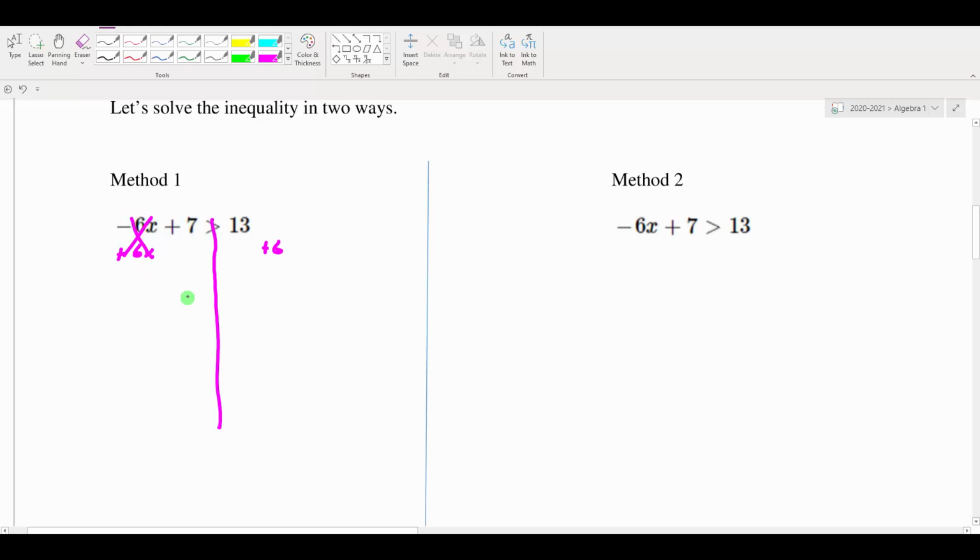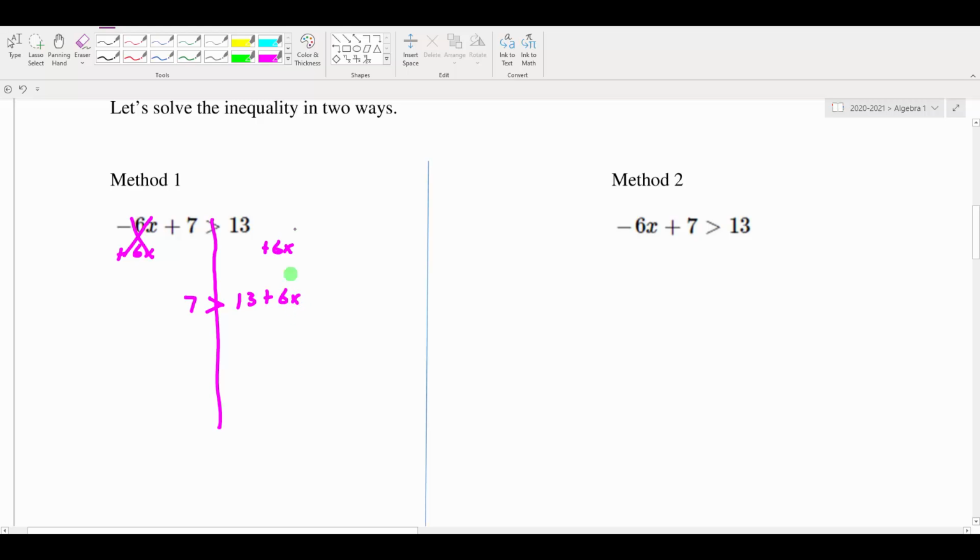So all that's left is 7. You can write a plus 7 there if you want, but if it's a positive 7, we usually don't write a positive sign. So you can just write it as 7. And this is greater than, and then we have 13. Oops, that should be a 6x. Then we have 13 plus 6x.